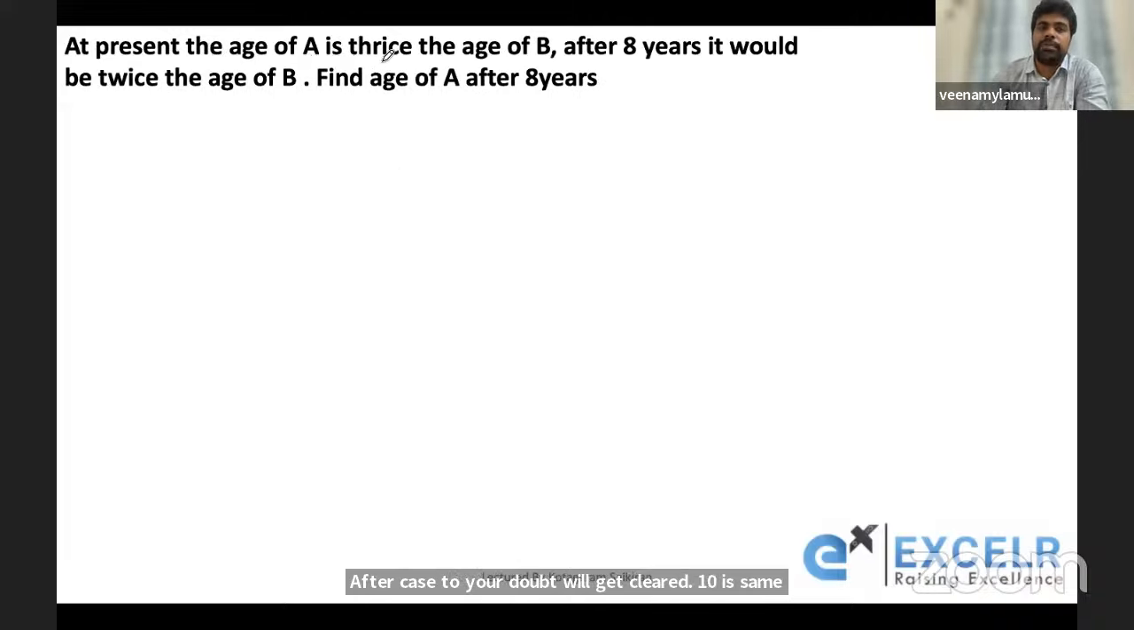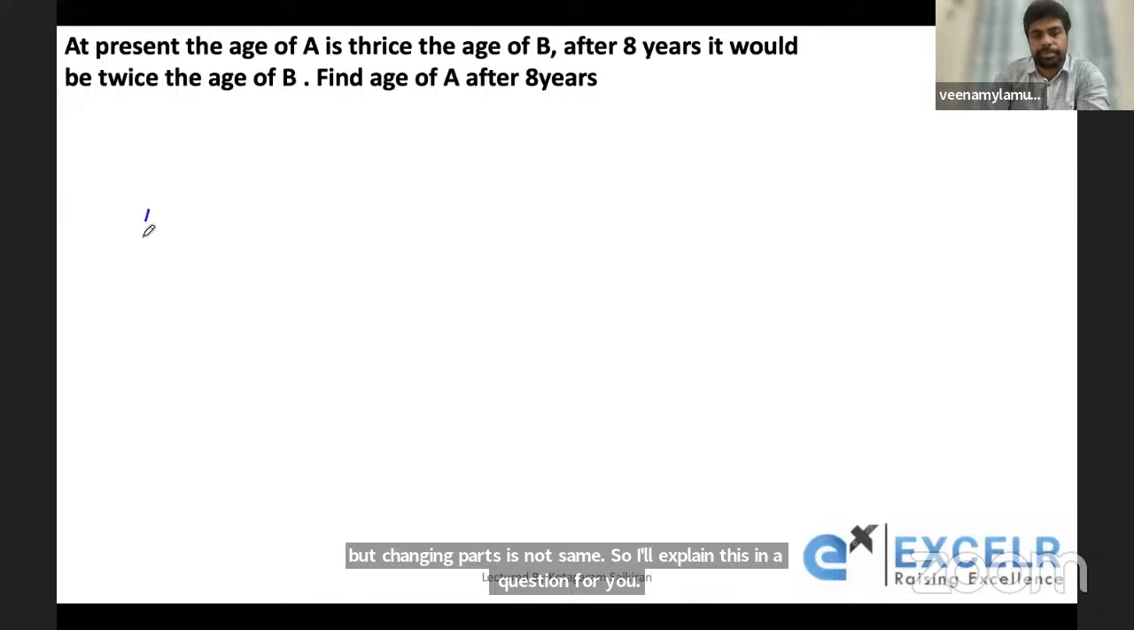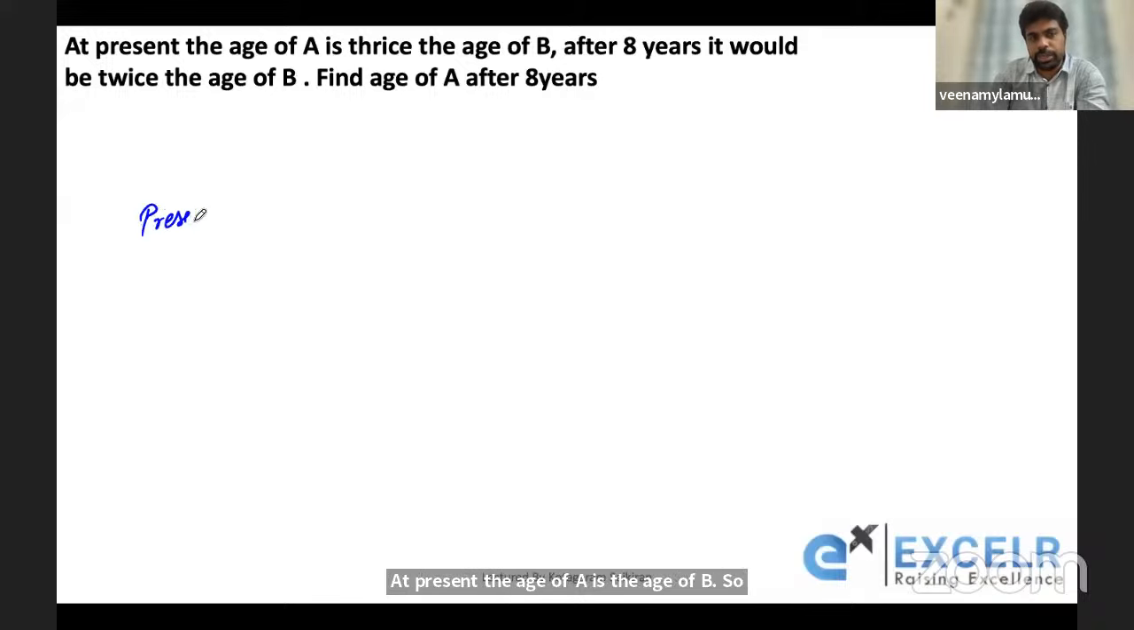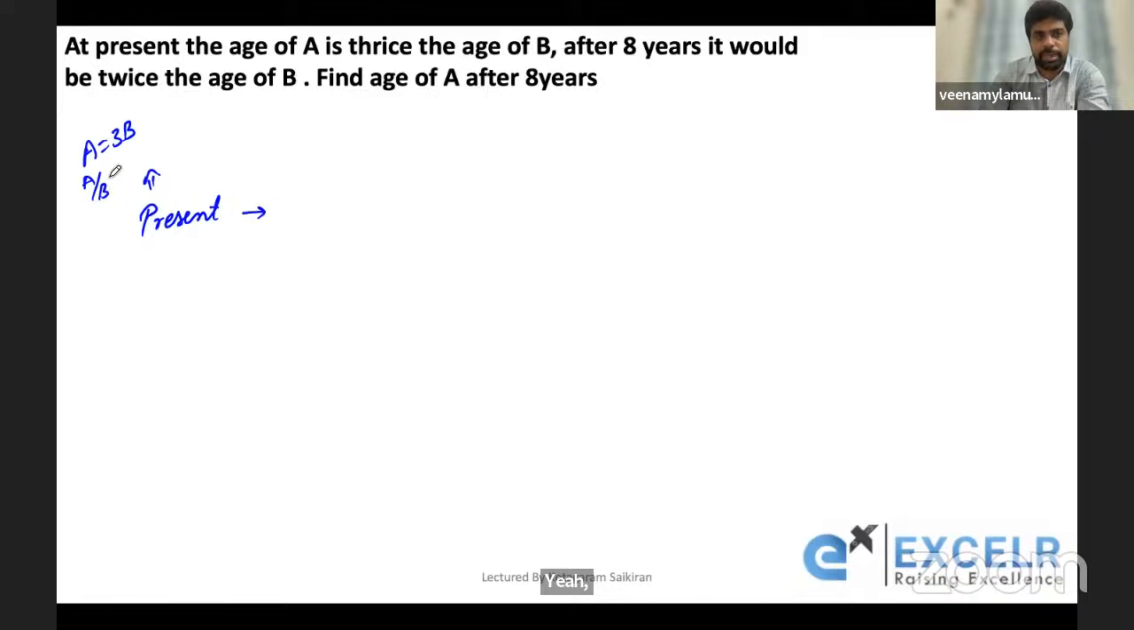At present, the age of A is thrice the age of B. So the present ratio: A is thrice the age of B. What does this mean? A by B equals 3 by 1. Am I correct? So A and B are in the ratio 3:1.